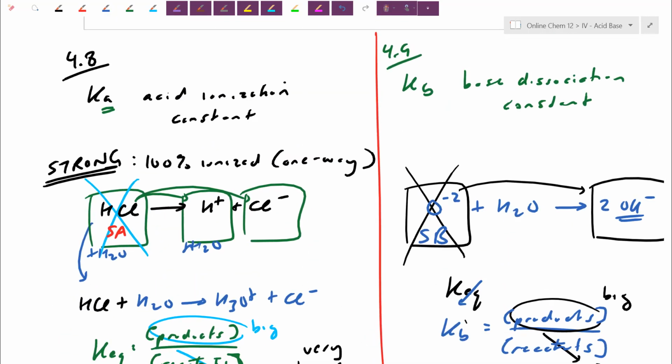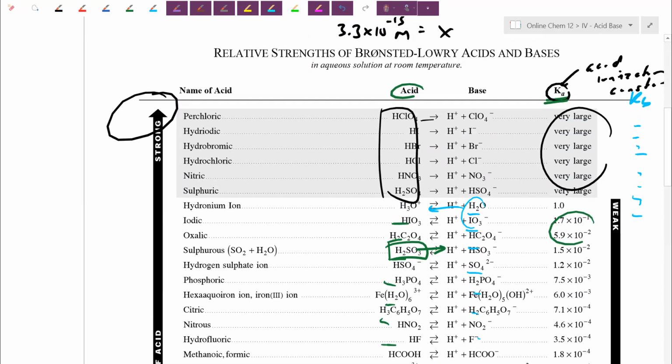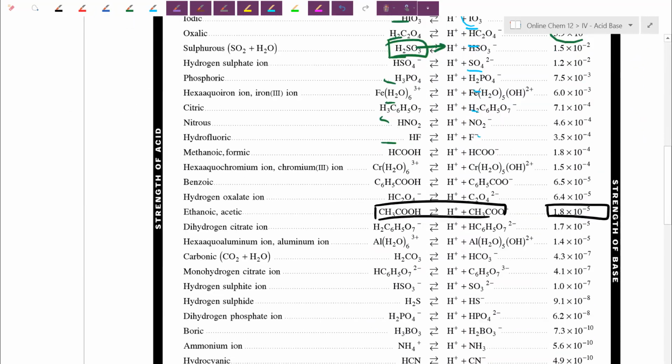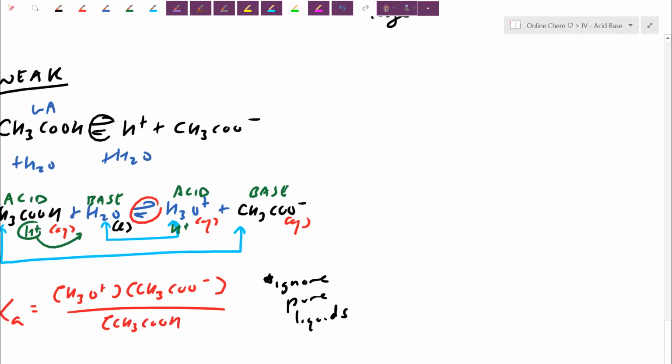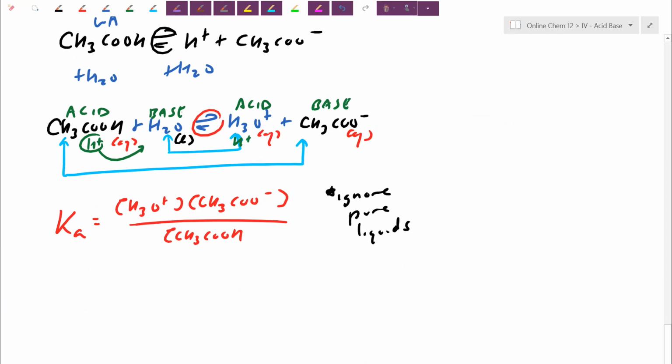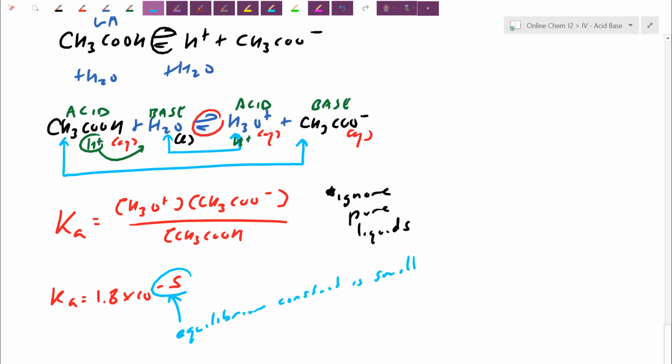As you look at the table, great. They've actually listed for us all the Ka values. So if I look up acetic acid, the Ka value was quoted as 1.8 times 10 to the negative 5. They actually tell me that this fraction that I've alluded to here is Ka, 1.8 times 10 to the negative 5. So what's my conclusion here? Well, this equilibrium constant is small.